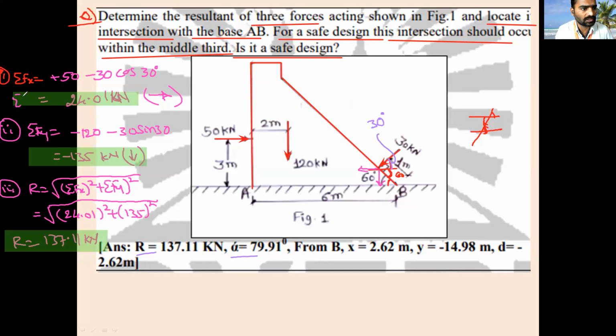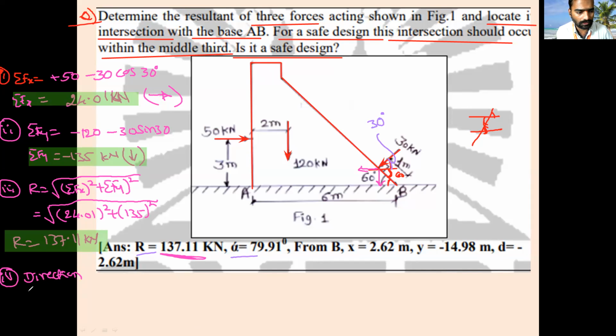Okay. So this is sigma fx and this is sigma fy. So 137. The given answer is 137. Is it correct? Yes, sir. Next point. Next, what you have to determine? The fourth one, that is direction.